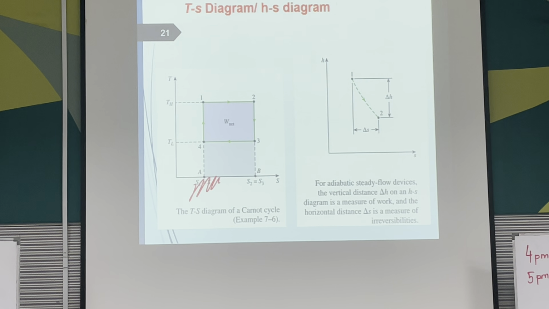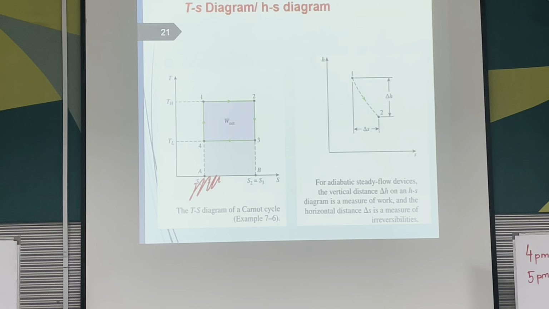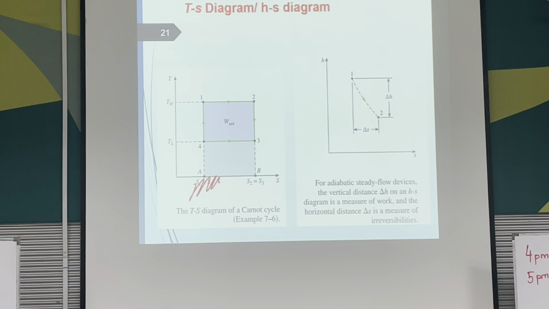Right, and then on the right is an HS diagram. So for adiabatic steady flow devices, the vertical distance delta H on an HS diagram is a measure of work, and the horizontal delta S is a measure of irreversibilities. Basically, that's how entropy and enthalpy change. Because again, entropy causes energy losses, so entropy would rise, enthalpy would drop because of that. HS diagram, usually we don't use it as much. We mostly use it to define a certain equation for entropy.